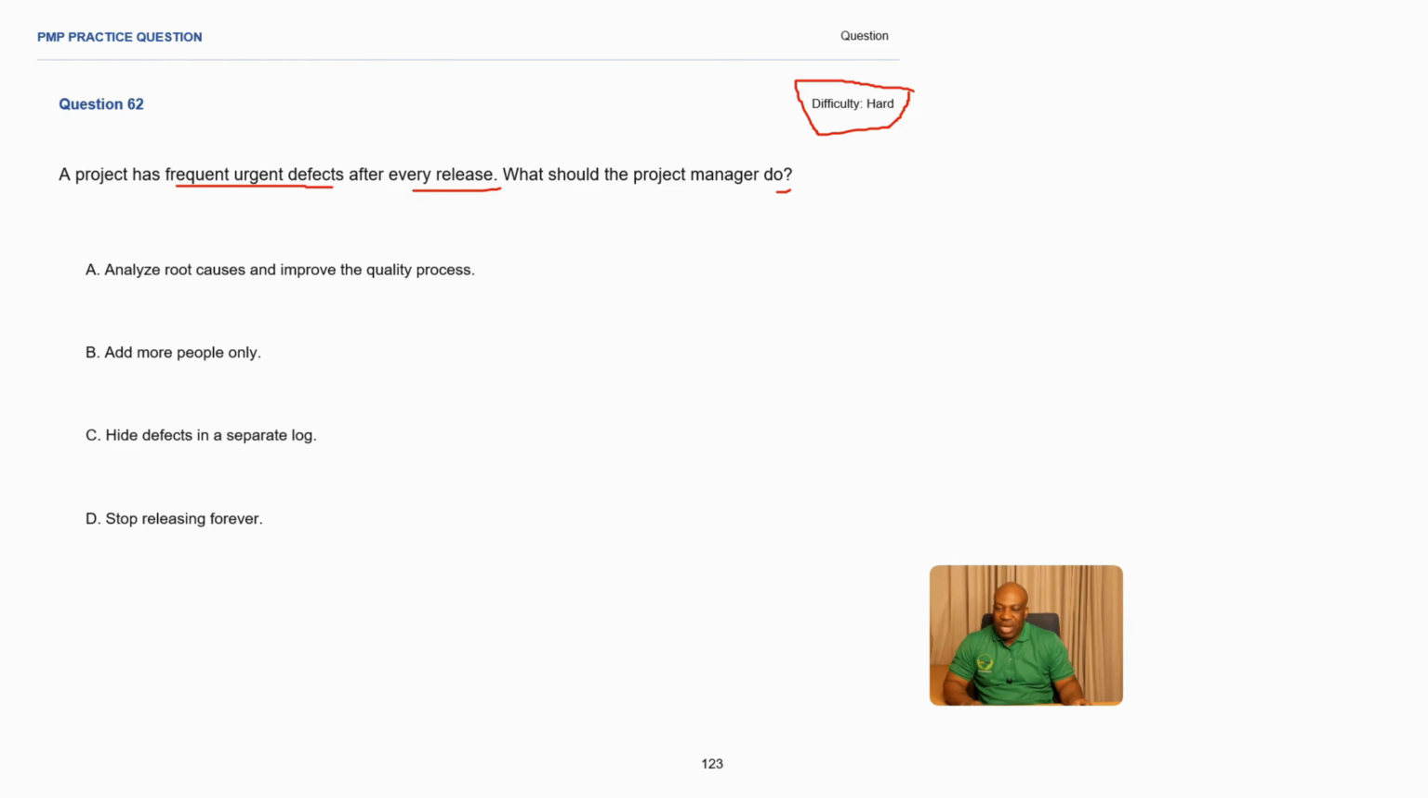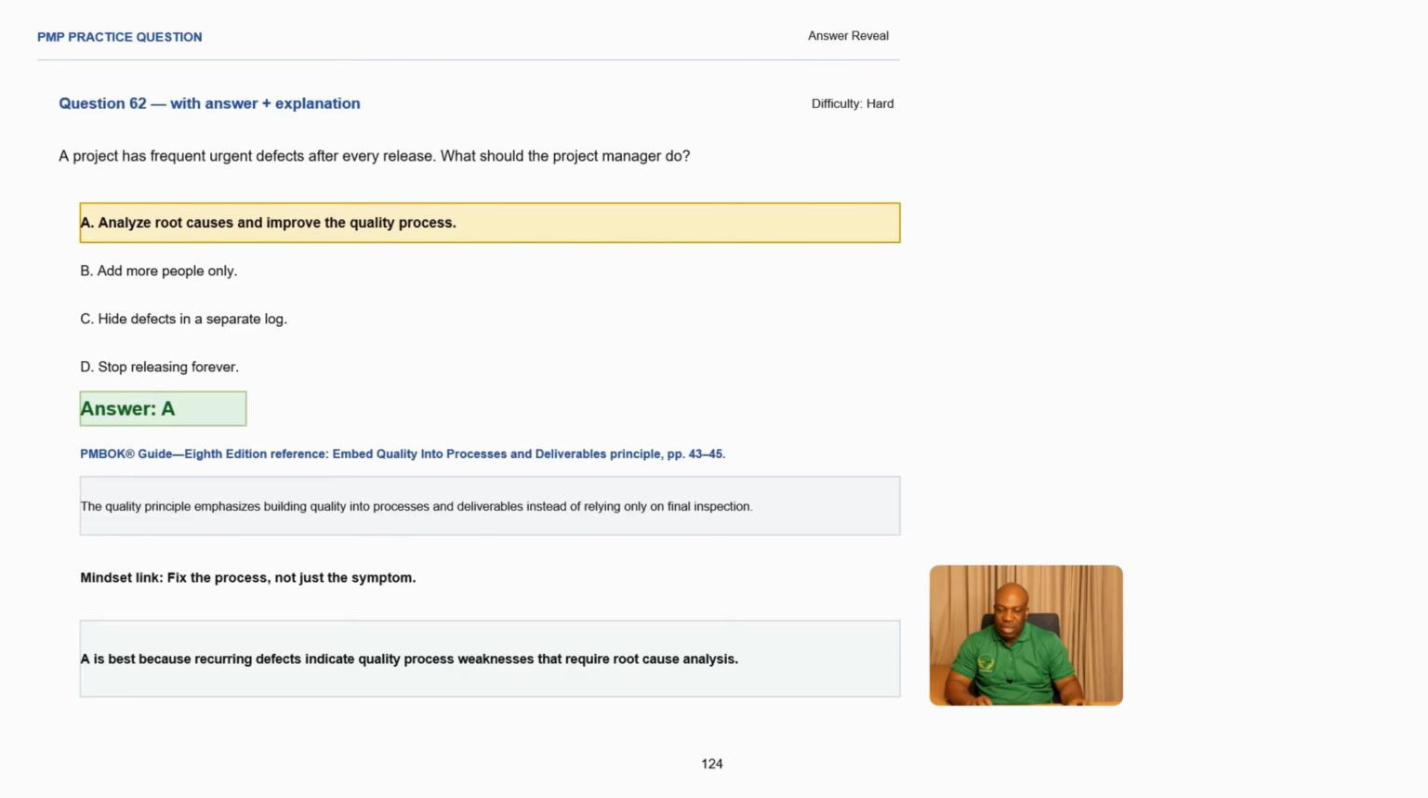A is to analyze root cause and improve quality process. I like the words analyze root cause here. Add more people only. This does not address the problem of defects. Hide defects in a separate log. Don't hide anything. Project management ethics does not allow for this, so making this one incorrect. Stop releasing forever. You don't stop activities in a project just like that, making this one incorrect. So the best answer here is A.